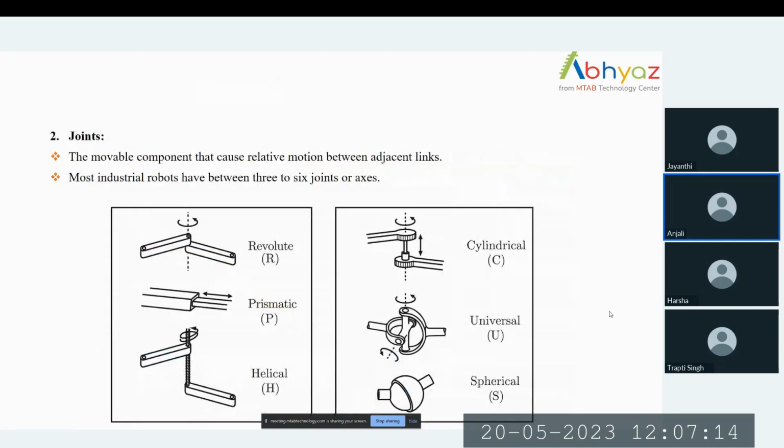The second thing is joints. Joints are the movable components that cause relative motion between two adjacent links. Mostly industrial robots include 3 to 6 joints or axes. There are some types of joints like revolute joint, prismatic joint, helical joint, spherical joint, and cylindrical joint.